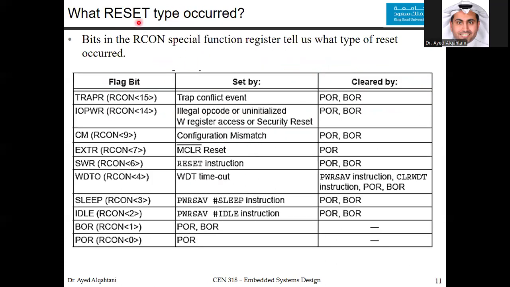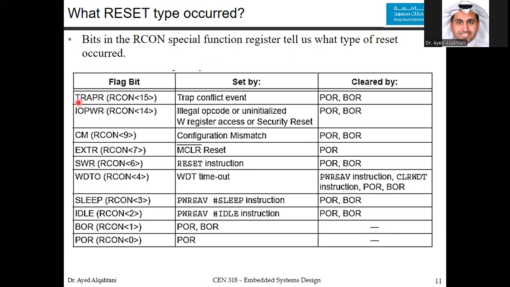Now, what are the reset types that could occur to you? What are the flags I showed you in the code? It's good to know when each is set, when it is cleared, and who sets that flag and who clears it. The bits are in a special function register. All of these flags are in the RCON register. If you go and check the data sheet for the fields of the RCON, you would see all the flags that I've mentioned to you in the code.